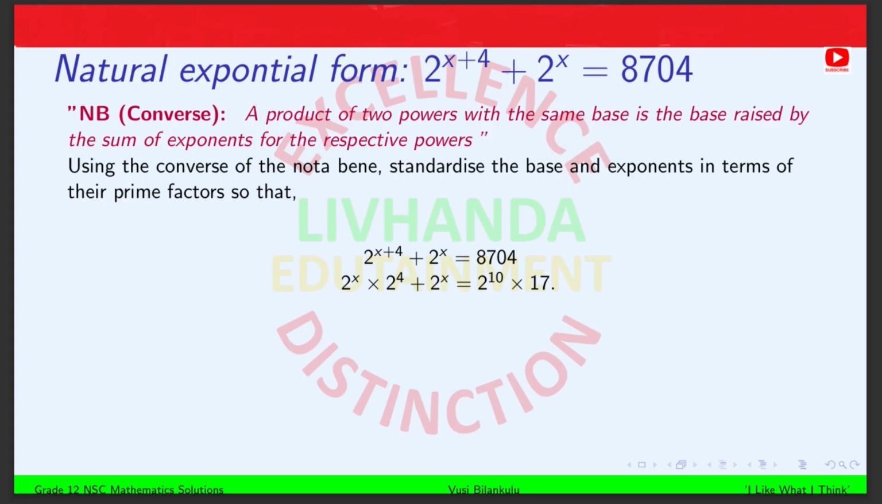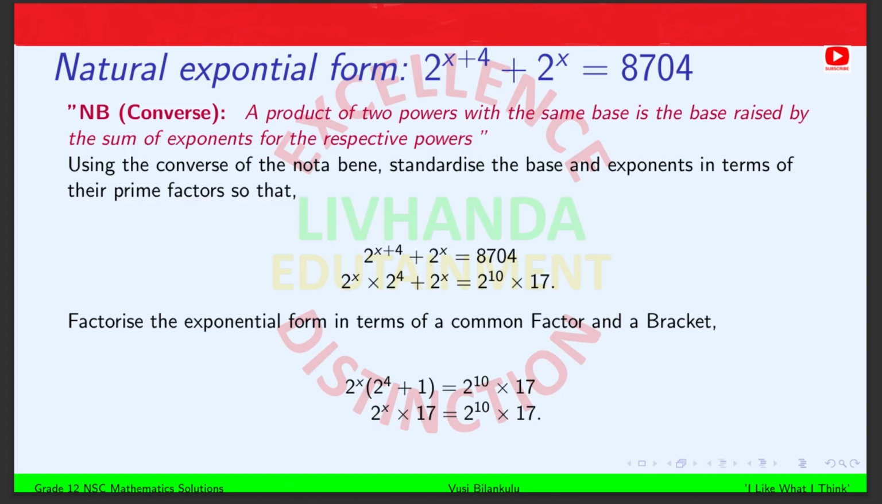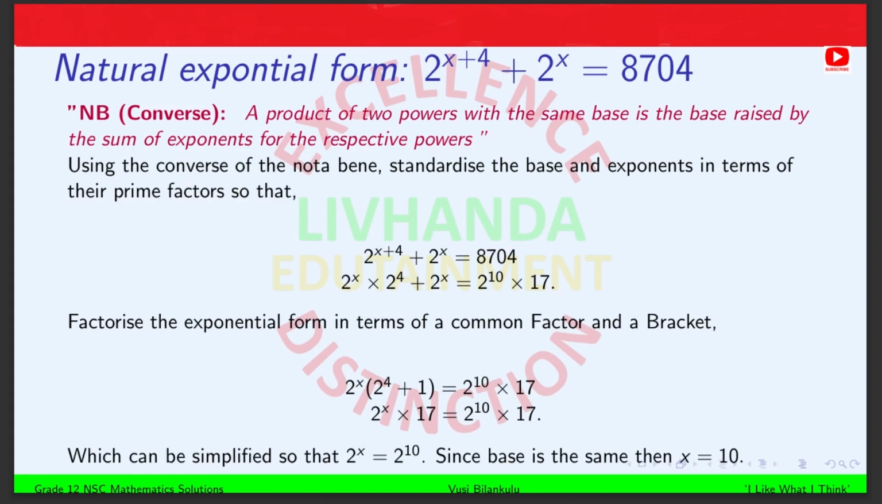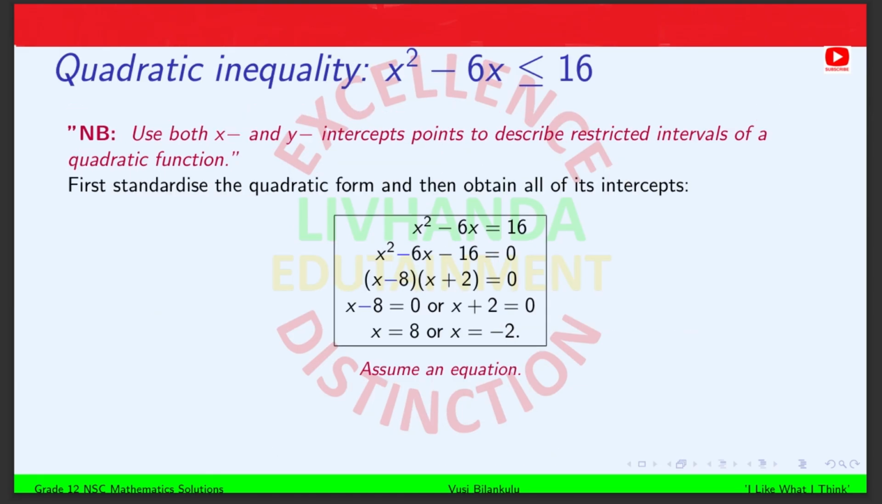Prime factors of any constant, such as 8,704, must be confirmed using a pocket calculator. This is followed by simplification through separation of a common factor and the arithmetic of constants, as shown on this slide. The equation is simplified further so that base 2 raised by x equals base 2 raised by 10. Since both sides of this equation have the same base, then their exponents are equal. Therefore, x equals 10.